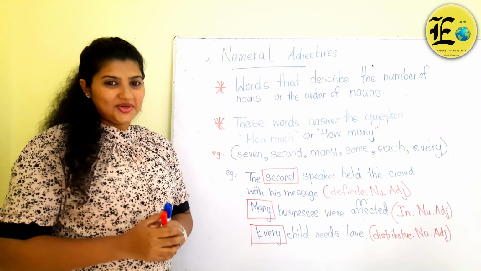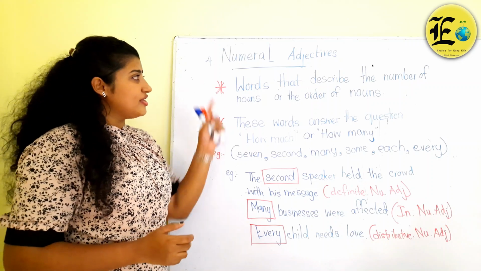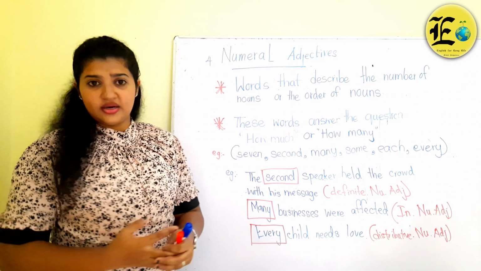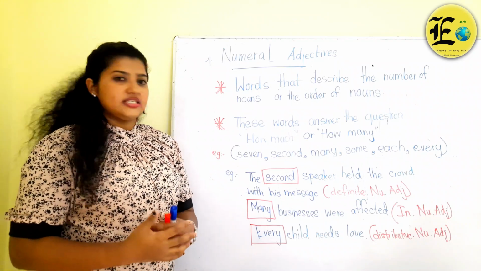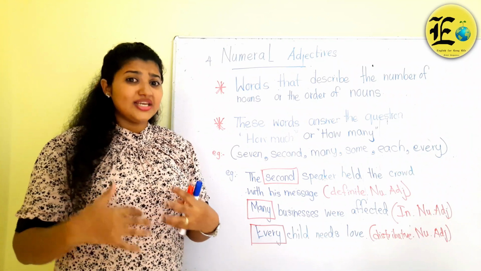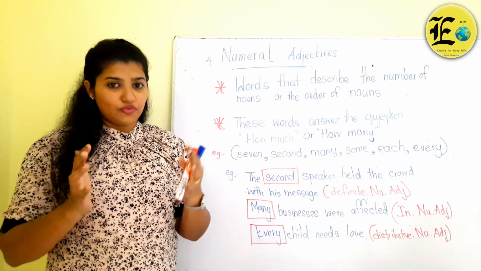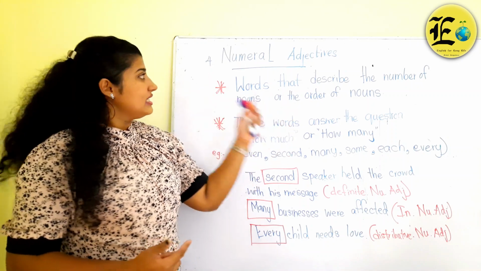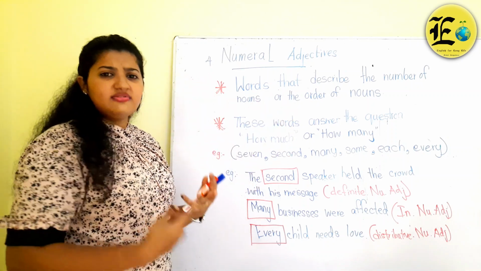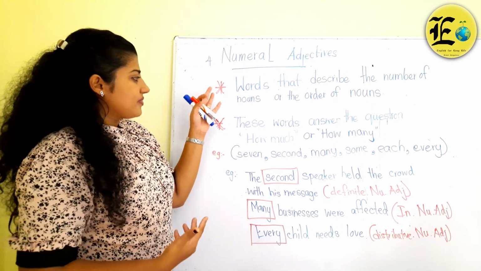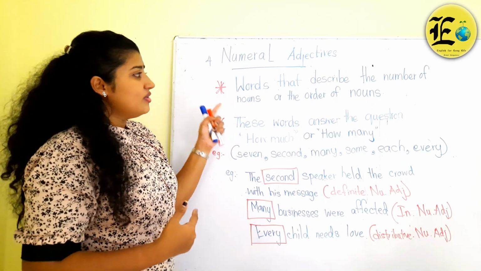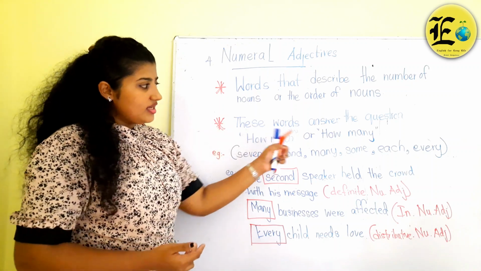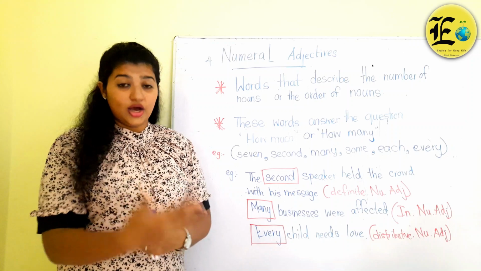The fourth important topic in our discussion today would be the numeral adjectives. These are the words that describe the number of nouns or the order of nouns. So remember, this provides a numerical value for the noun. So that is why it is called a numerical adjective. So you can say numeral adjectives or numerical adjectives. So once again, I'll just go over the definition: words that describe the number of nouns or the order of the nouns. These words answer the question how much and how many.